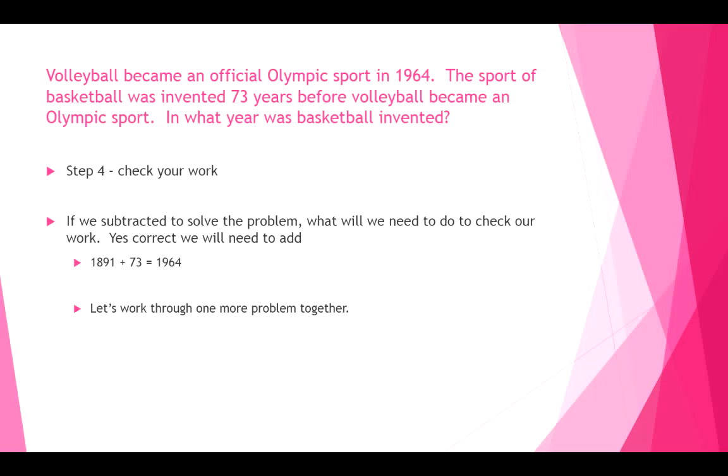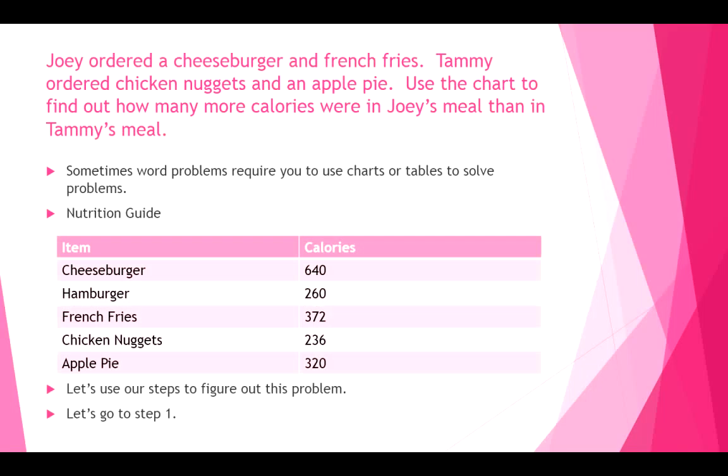Let's work through one more problem together. Joey ordered a cheeseburger and french fries. Tammy ordered chicken nuggets and apple pie. Use the chart to find how many more calories were in Joey's meal than in Tammy's meal. So as you can see, sometimes the word problem that's given to you is going to require you to use a table or a chart to solve the problem. Here is the table or chart that we will use to solve this problem. This is the nutrition guide. It shows the item and how many calories were in each item.